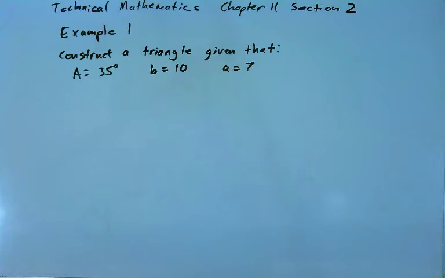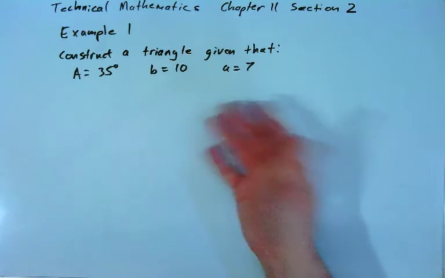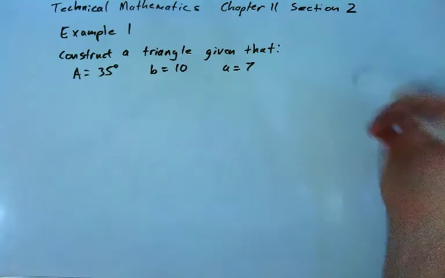This is example 1. It says construct a triangle given that angle A is 35 degrees, side B is 10, and side A is 7. No units on these numbers. They could be feet or inches or whatever.